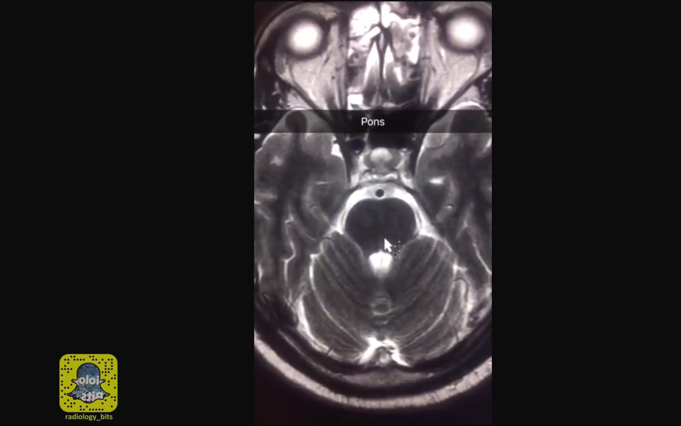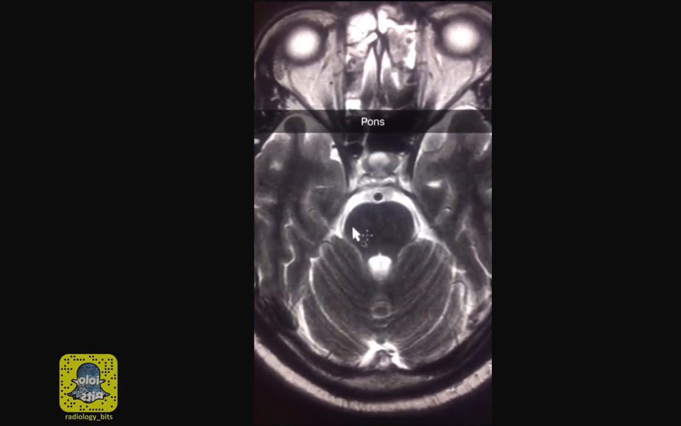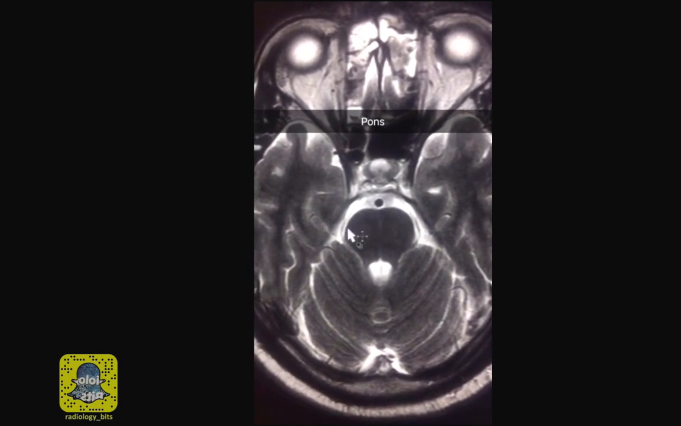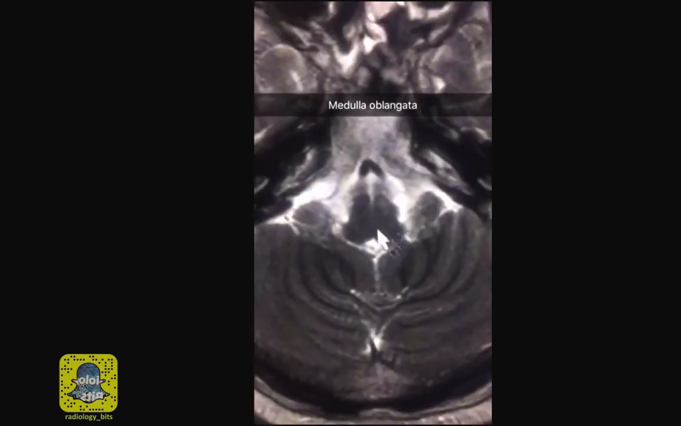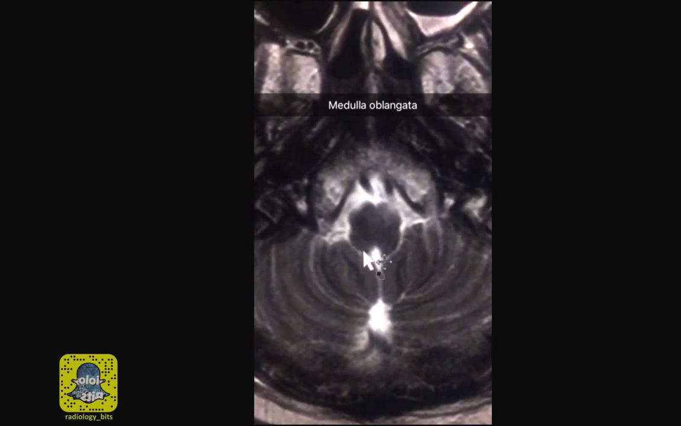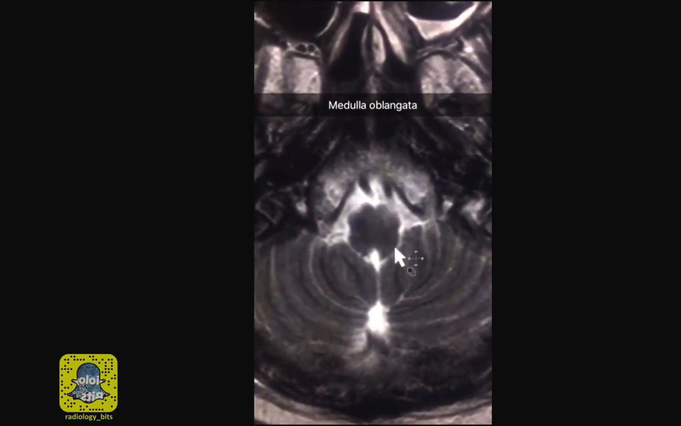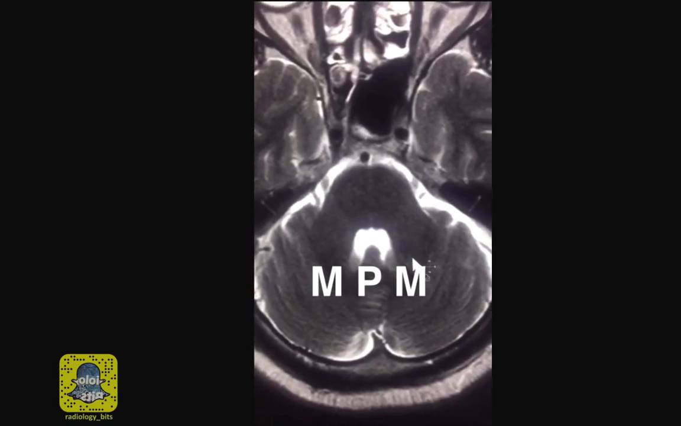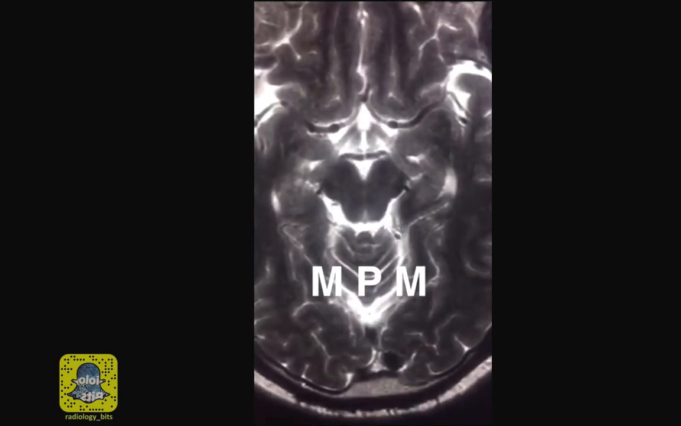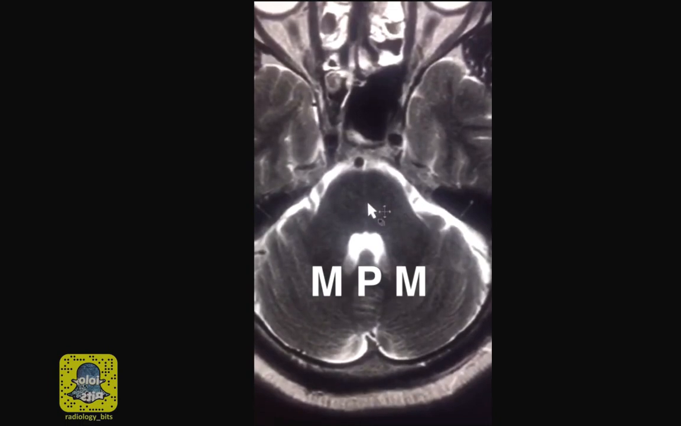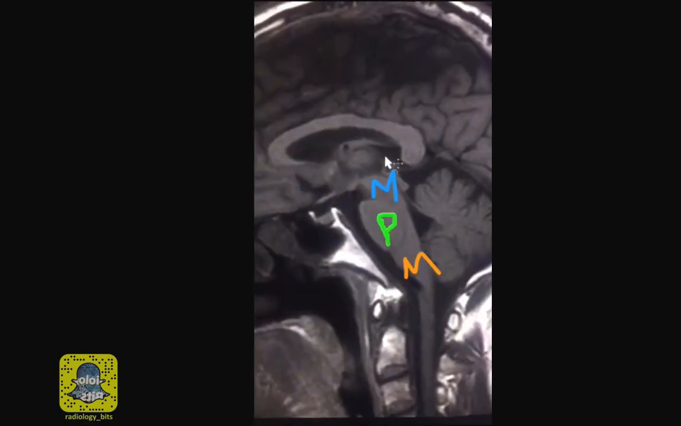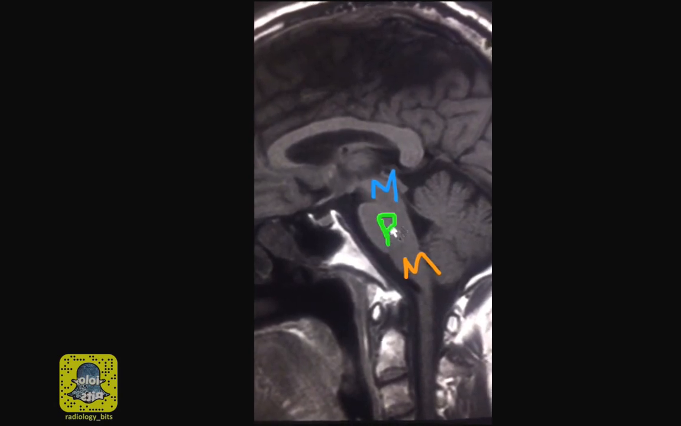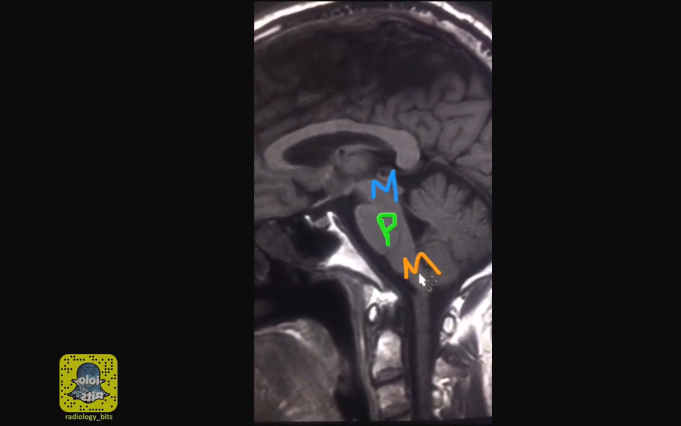As you go lower down, you see the second component of the brainstem, which is the pons. The pons has what looks like a big belly. And going down from the pons, you'll see a smaller component of the brainstem, which is called the medulla. So from above below, you have midbrain, pons, and medulla. This is a sagittal image showing the midbrain, pons with its big belly, and the medulla.